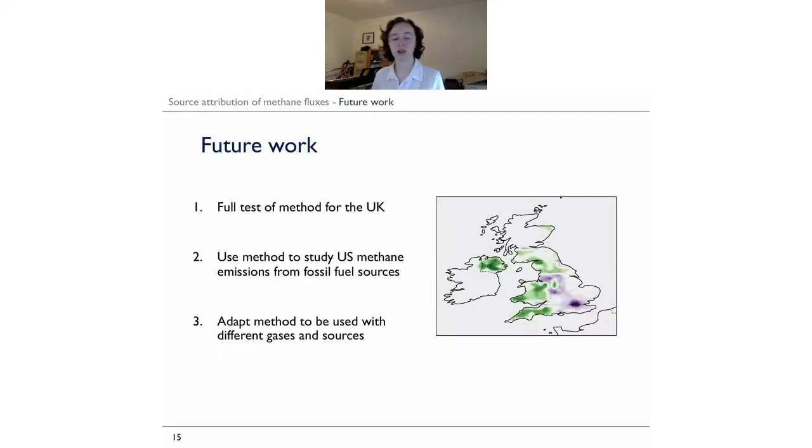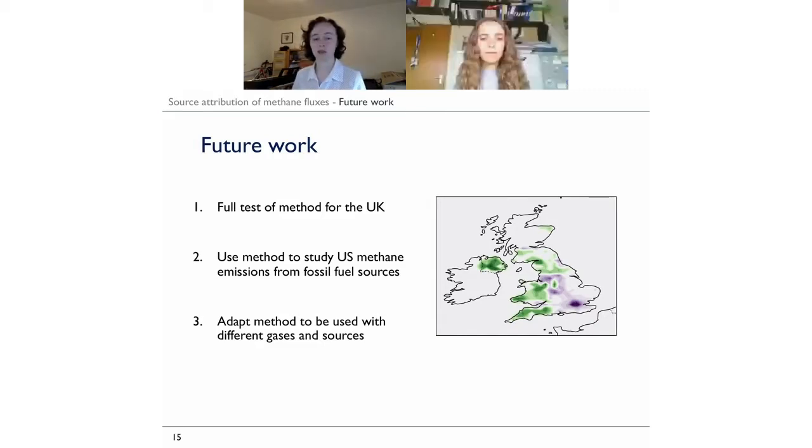So as I said, I'm doing a pseudo data test in the UK, and then I'm going to do some full real data tests to assign emissions based on their location. And I'm hopefully going to use this method to study US methane fossil fuel emissions, as there's discrepancies in the literature over the magnitude of the trends in these emissions at the moment. And then hopefully this method I'm going to adapt to use with different gases for different sources of methane, as it should be highly adaptable.